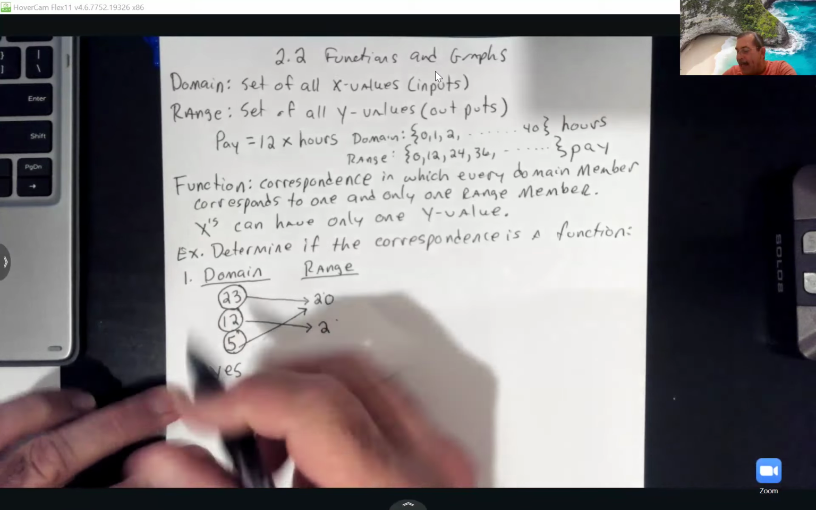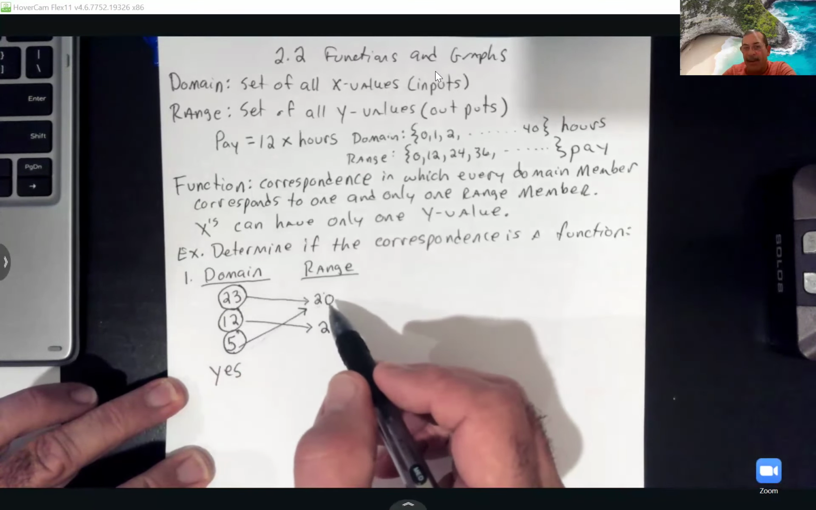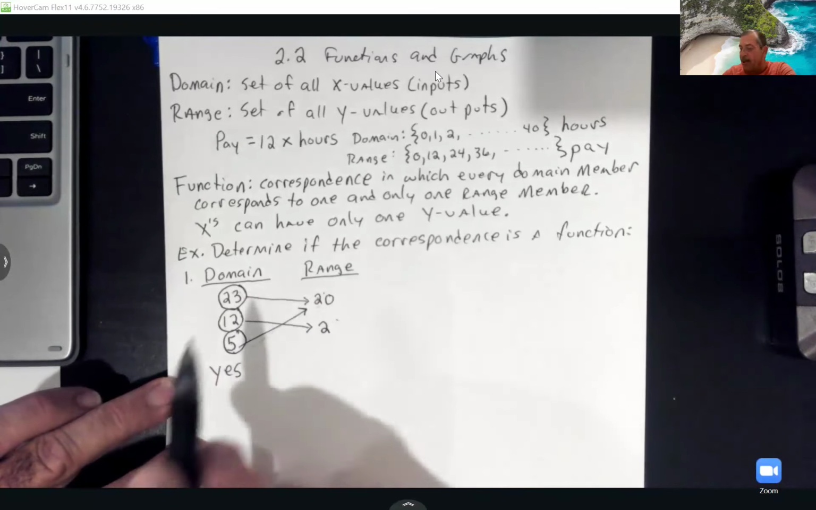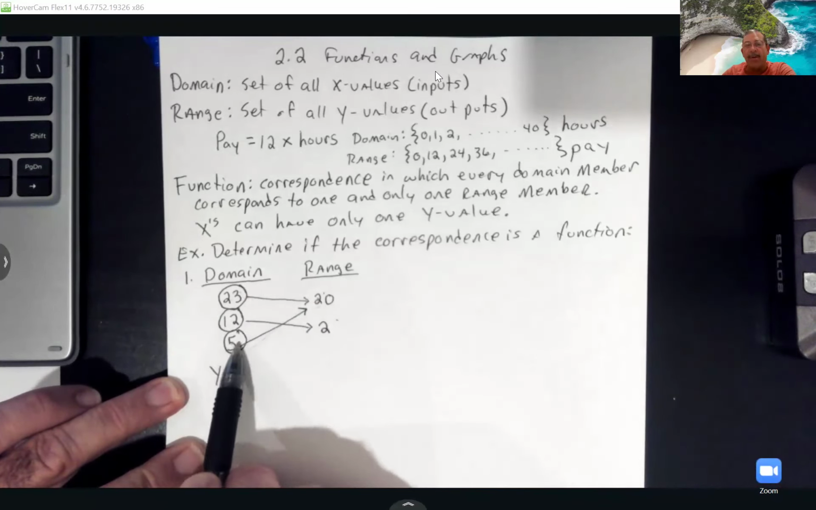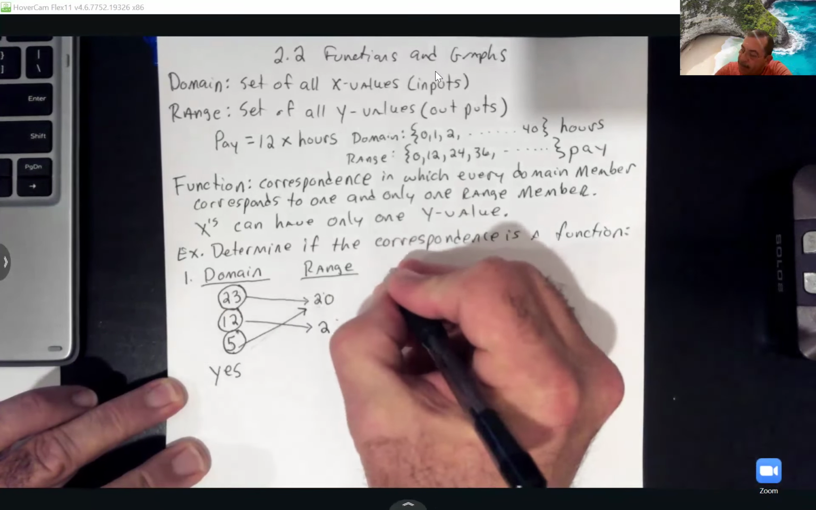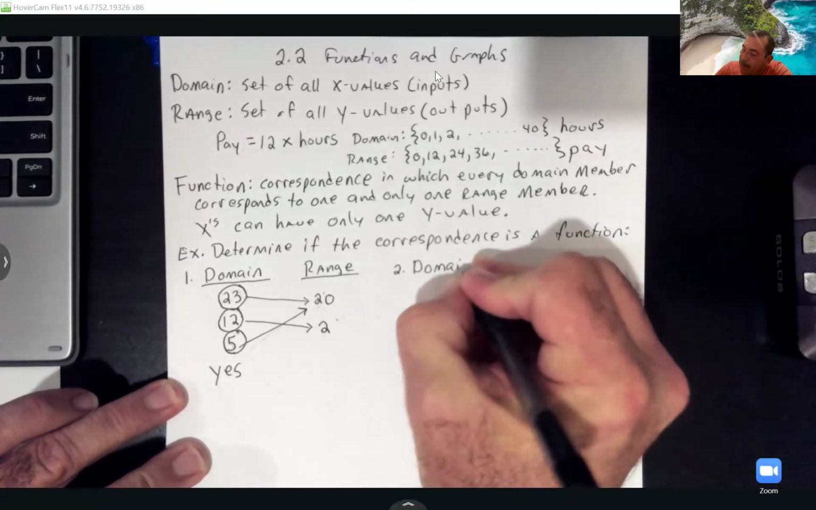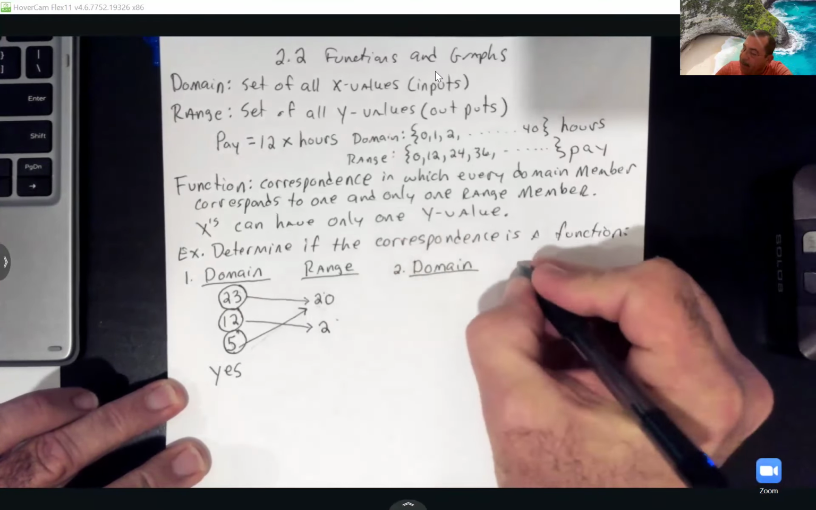Now, we didn't say domain members couldn't share a range value. All we said was that the domain members could only have one y value. So y'all, I'm going to let y'all figure this one out.